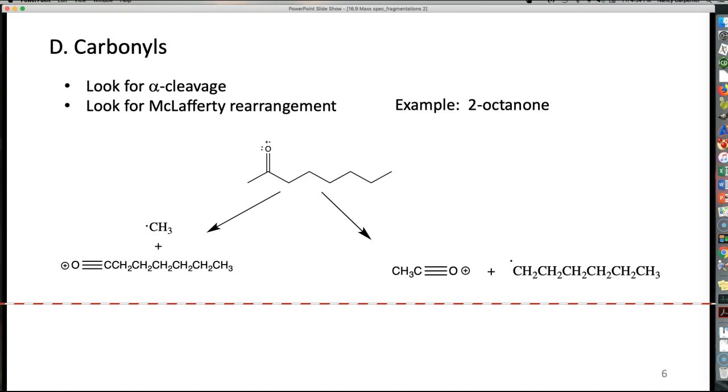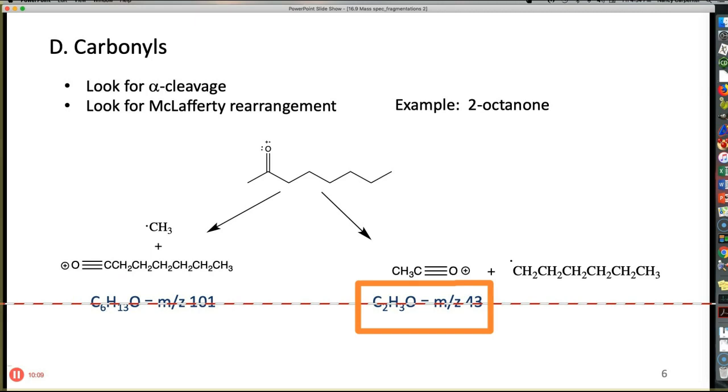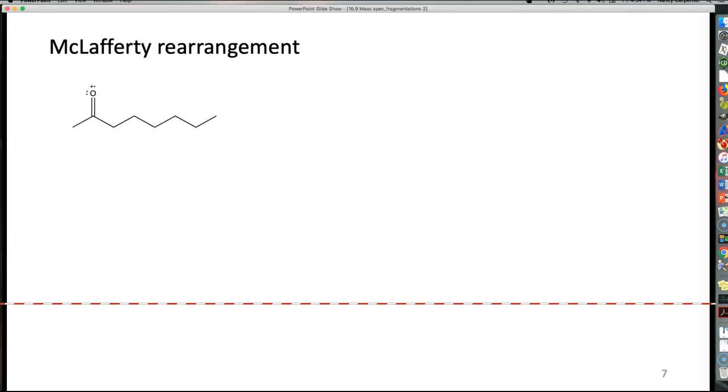We don't necessarily care about the molecular weight of the hexyl radical, but what we do care about is looking at where the expected fragment ions would show up. And so what we see is that this longer chain fragment ion would show up at around 101, and this little dinky one shows up at about 43. So alpha cleavage, quite feasible, quite prominent. But what about this McLafferty rearrangement?